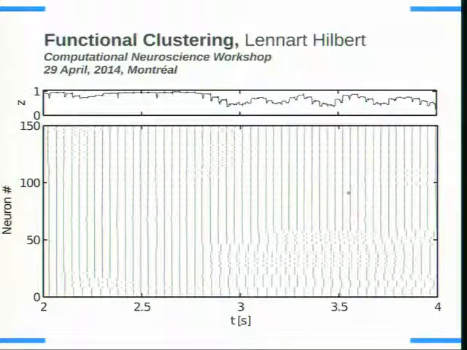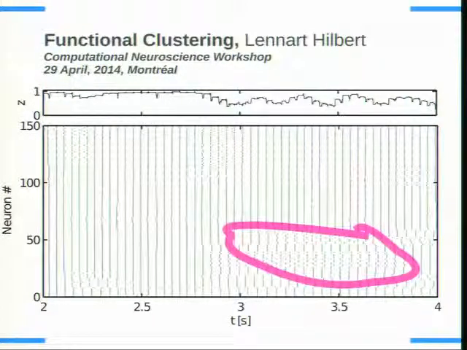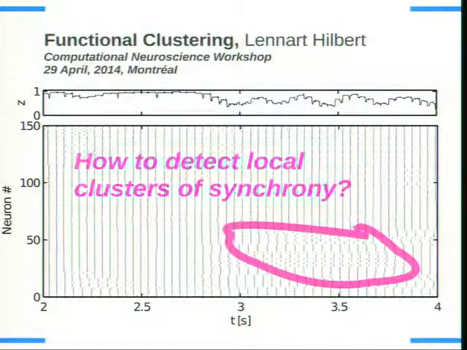But if you start looking at the raster plot, there's still some structure happening in there. There's something local where things are actually coordinated. And the question is how you would get at this. Now, if you look at the title of the talk, it actually says functional clustering. So the main question about this region here that I'm going to try to answer in this talk and introduce methods about it is how to detect local clusters of synchrony inside of this population.